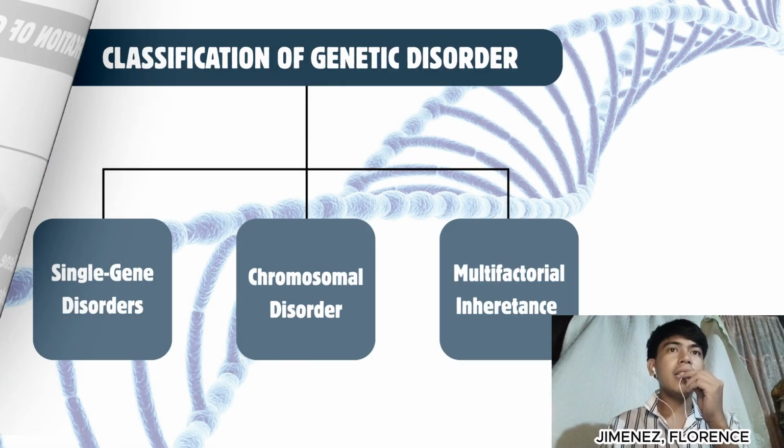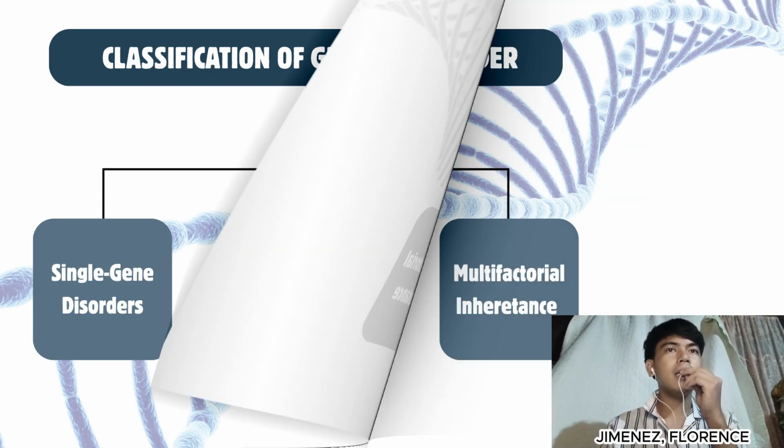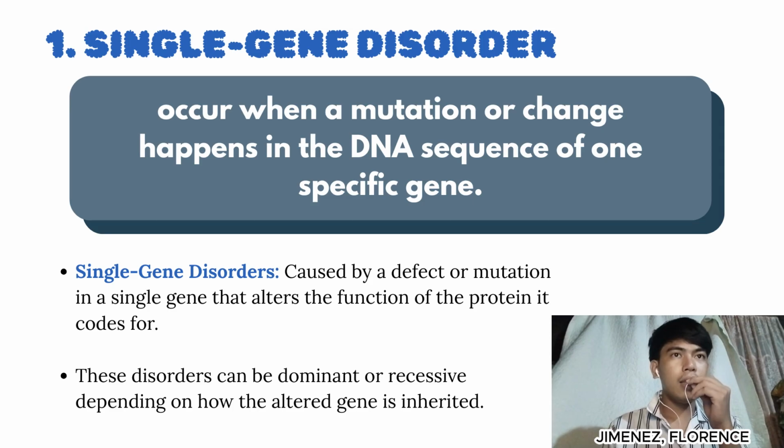So, there are three classifications of genetic disorder. First is single gene disorder, second is chromosomal disorder, and third is multifactorial inheritance. In single gene disorder, it occurs when a mutation or change happens in the DNA sequence of one specific gene. It is caused by a defect or mutation in a single gene that alters the function of the protein it codes for. So this disorder can be dominant or recessive depending on how the altered gene is inherited.